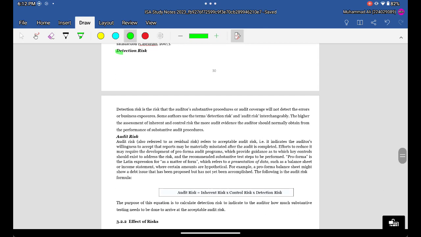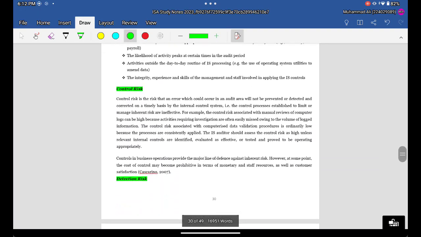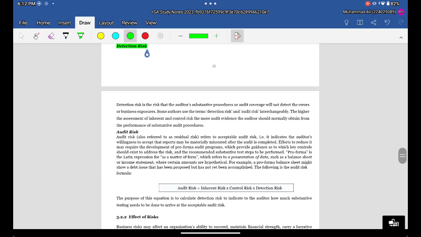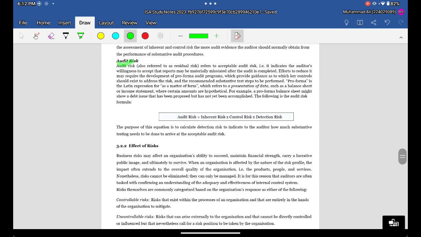Detection risk deals with the auditor. Control risk and inherent risk deal with the business. Detection risk deals with the auditor. So the auditor will audit the work. Detection risk is basically the risk that the auditor does not audit the work properly. What is the risk that the auditor issues a statement that is false? For example, he says everything is good with the business, but what happens if it's wrong? That's detection risk.